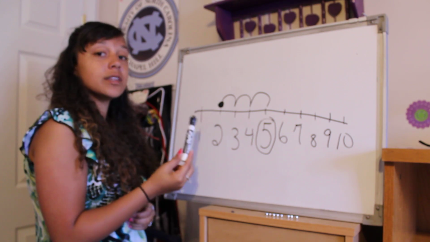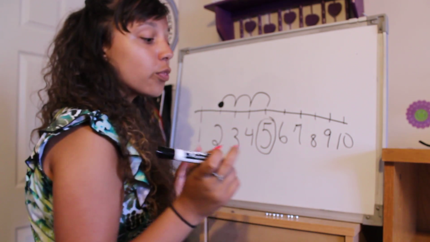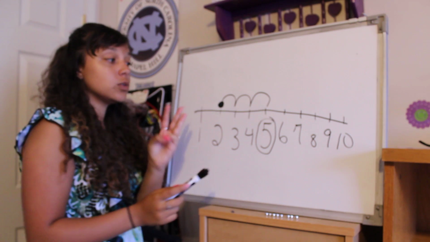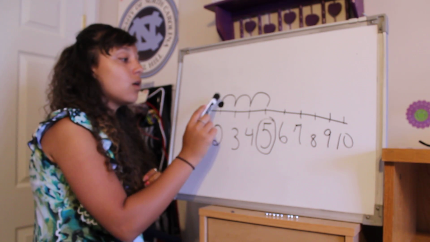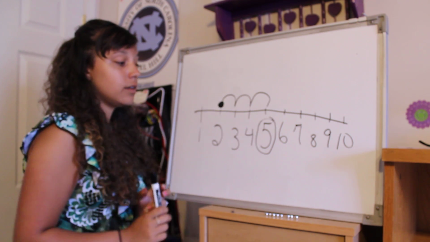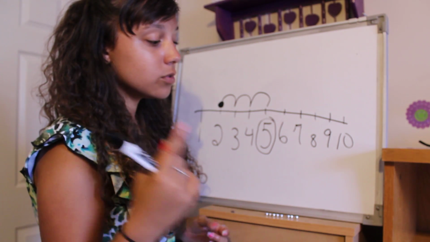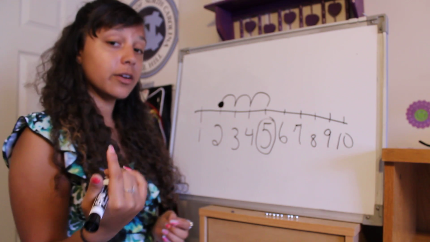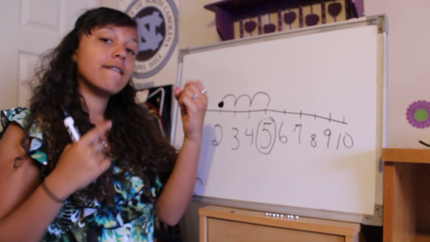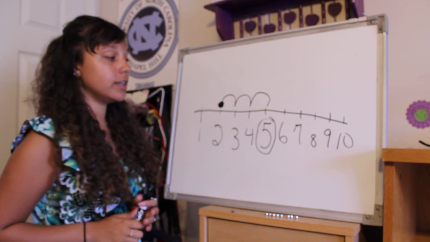So again, we start with the number 2, and it said 3 more ducks join them. So we're going to move over 3 places. 1, 2, 3. And to double check, we can put 3 in our head, and then 2 on our fingers. 3, 4, 5, we know that's our answer.